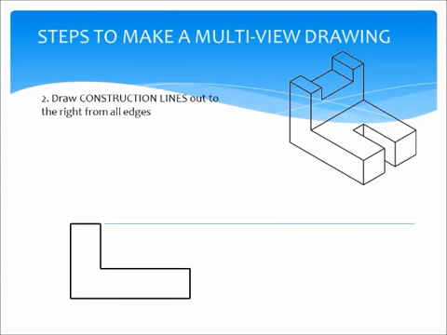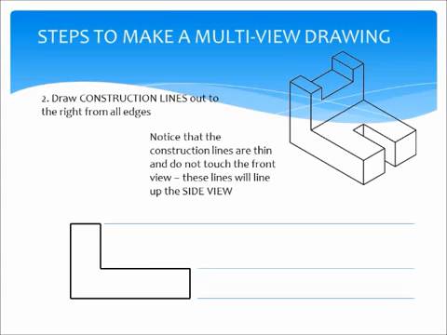There's a gap right here, a gap between the line and the part. We don't want that line touching. Also, you'll notice that it's a very, very thin line. There's my second line, and here's another line coming off that bottom edge. This is going to help us line up our side view. Again, you'll notice that the line is thin, and also that it is not touching the front view.